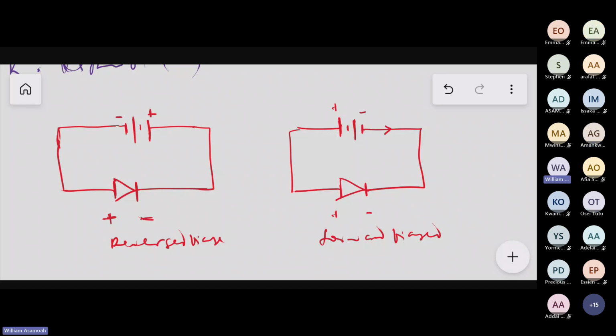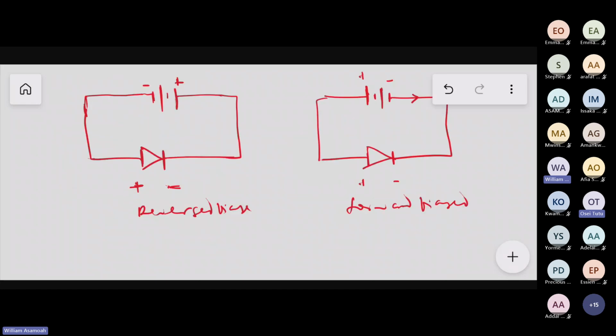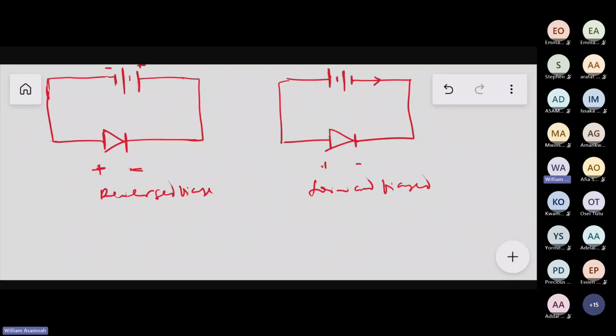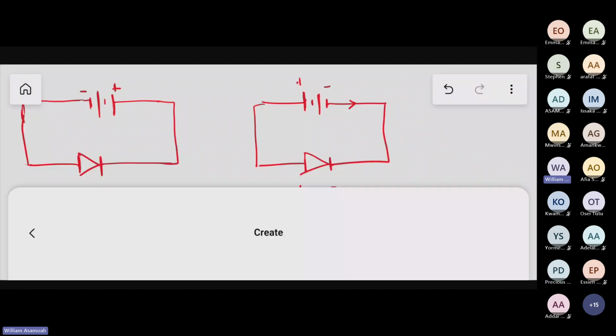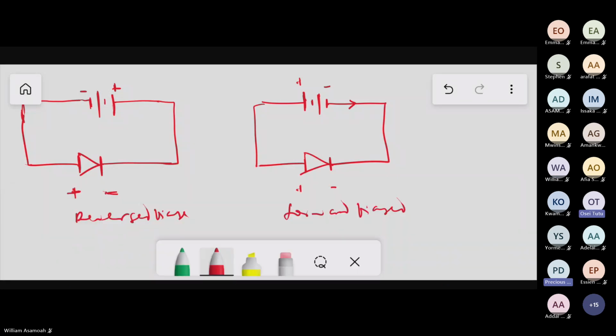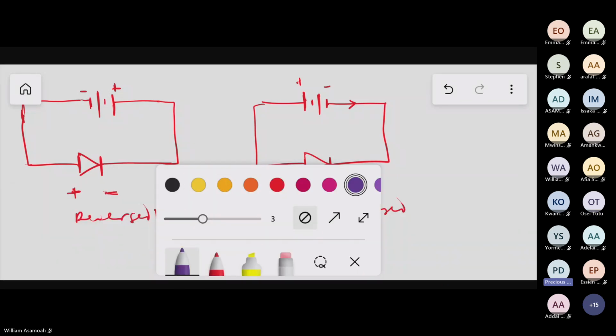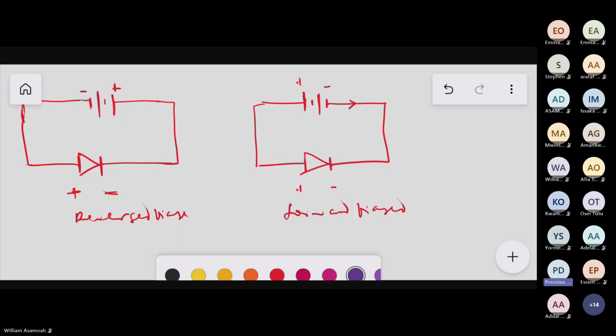Okay, great. Now, when a diode is forward biased, it has a certain property, and that property is very, very important. Yes, please, question. You said the positive side is the anode and the negative side is the cathode. But I thought in reverse bias, the anode is connected to the negative terminal, and the cathode is connected to the positive terminal.